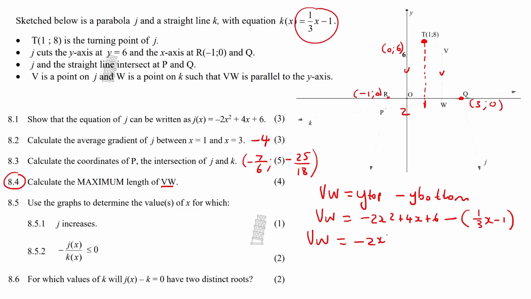So minus 2x squared plus 4x plus 6 minus a third x plus 1. And then I just want to simplify a bit more, so minus 2x squared. I'm then going to put 4 minus a third on my calculator, and that'll be 11 over 3.